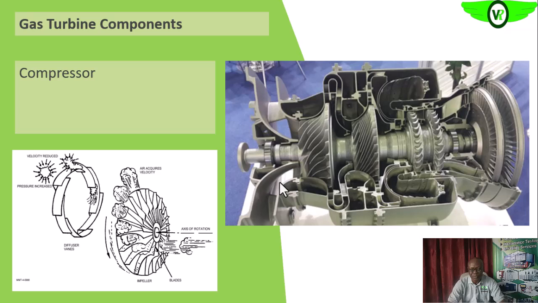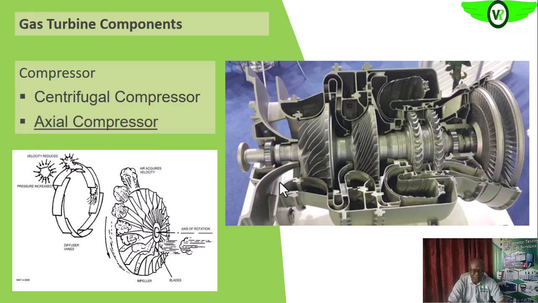The basic function of the compressor is, as we saw in our earlier training on compressors, to generate that compressed air that will be needed in other sections of the gas turbine. So we have basically two types of compressors. We have the centrifugal compressors, though both of them are dynamic compressors, and then we also have the axial flow compressor. So let's look at the centrifugal compressors first.